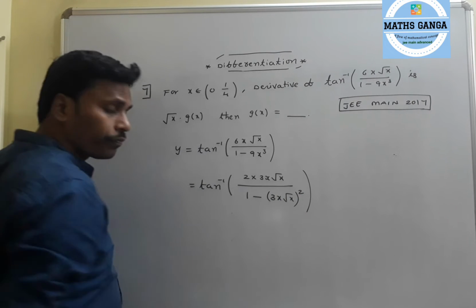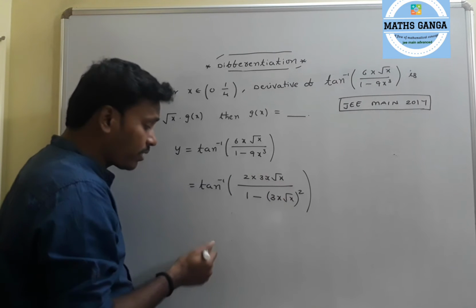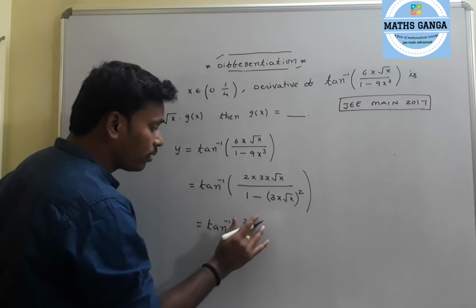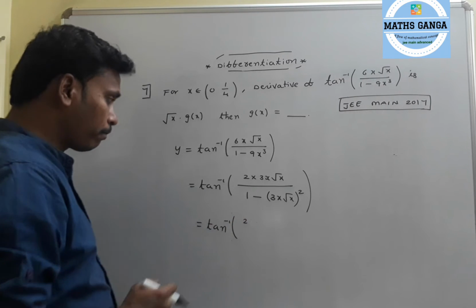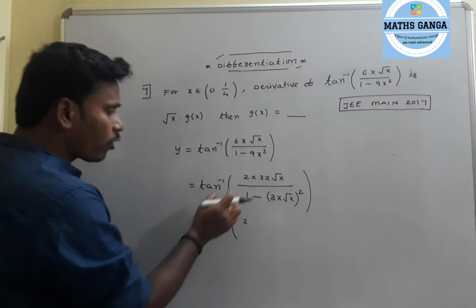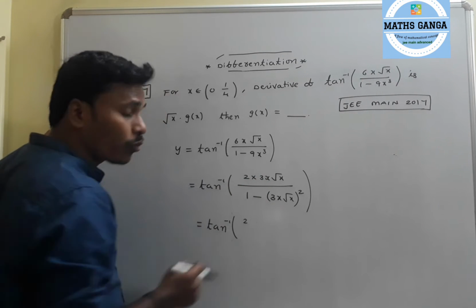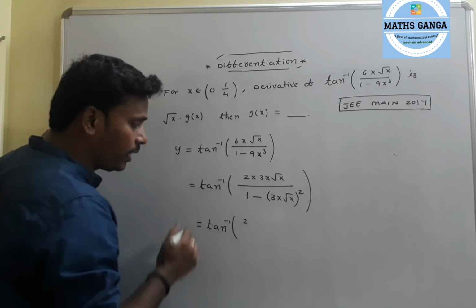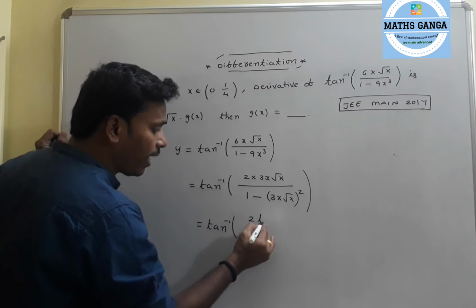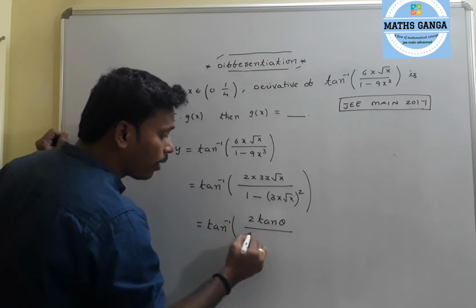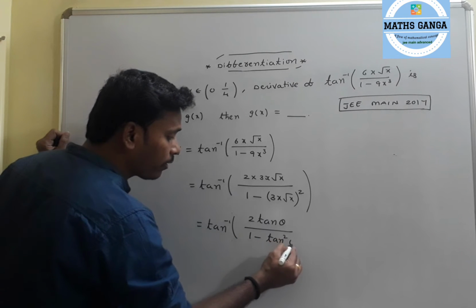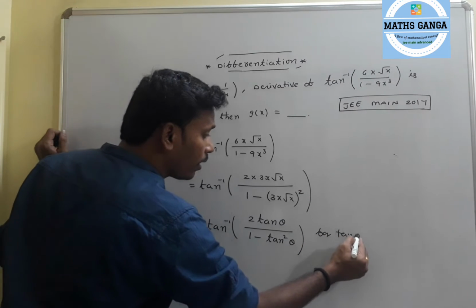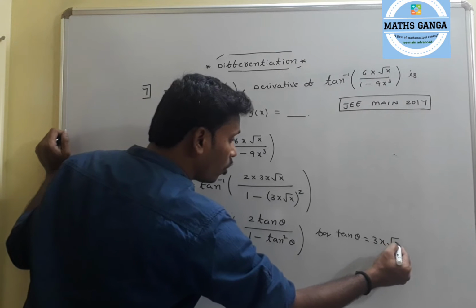Is there anything wrong? If you say 3x root x as theta, it is simply tan inverse of 2 theta by... See, it is of the format 2 tan theta by 1 minus tan square theta actually. So if I say this 3x root x is some tan theta, it becomes 2 tan theta divided by 1 minus tan square theta. Is it right? For tan theta equal to 3x root x.